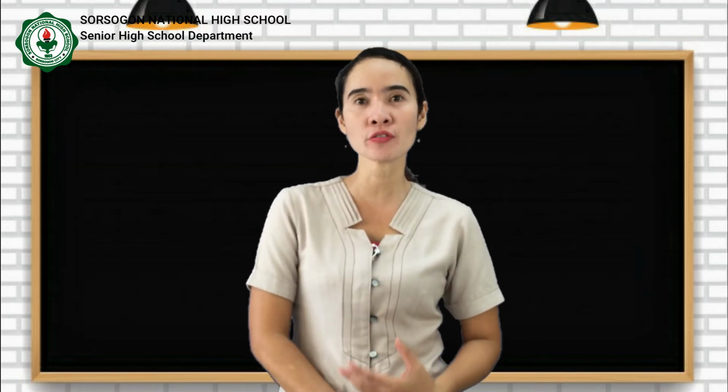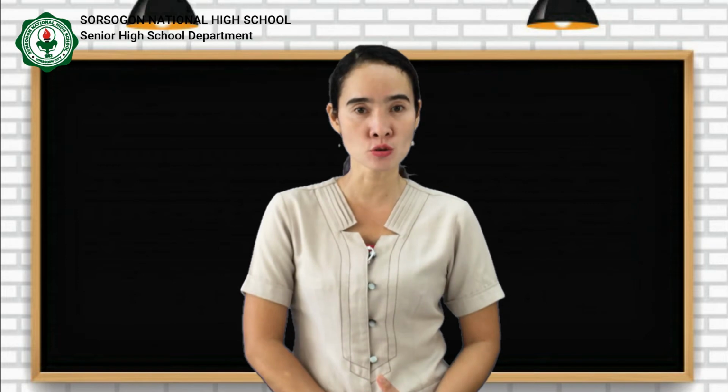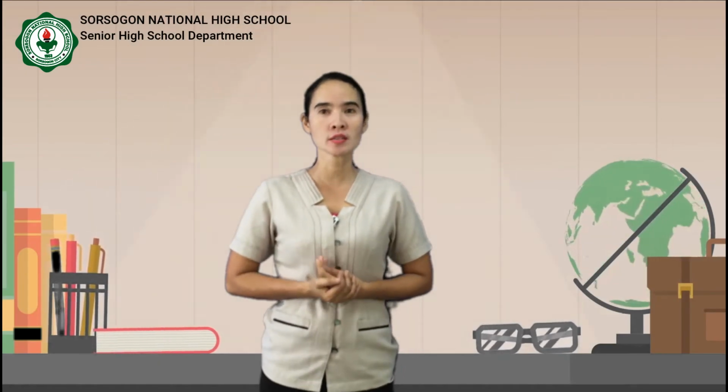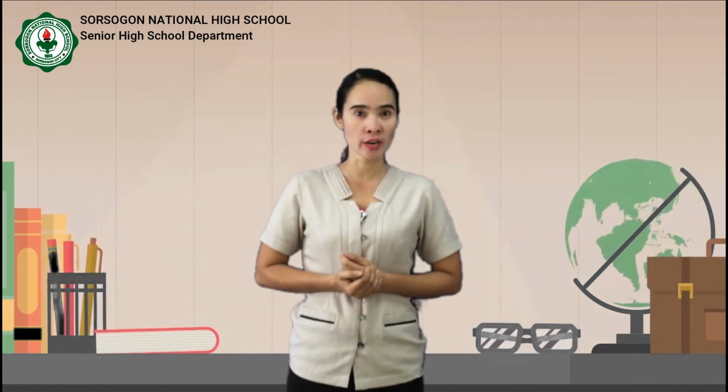How about if the given are equations? How are you going to determine if it is a function or not? One way to determine whether an equation is a function or not is by looking at its corresponding graph. For example, the equation y is equal to 5x plus 3 is a function because its graph is represented by a line which would certainly pass the vertical line test. Those are the different ways in representing functions. I hope everything's clear on that part already.